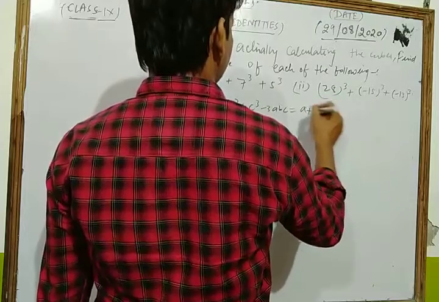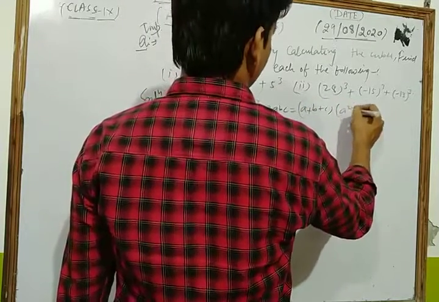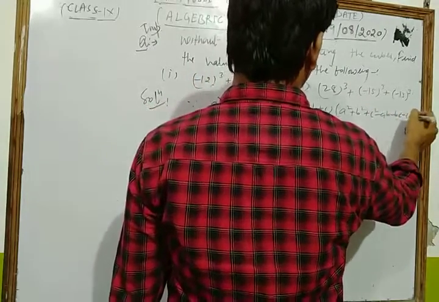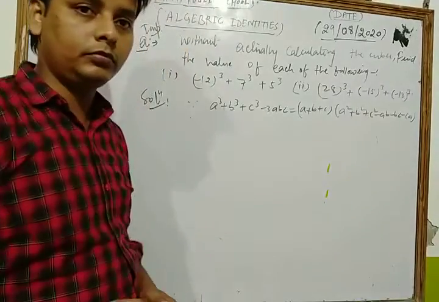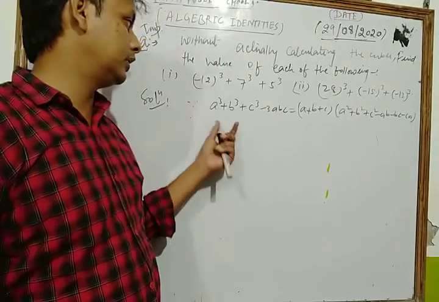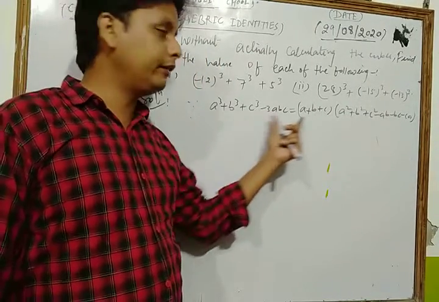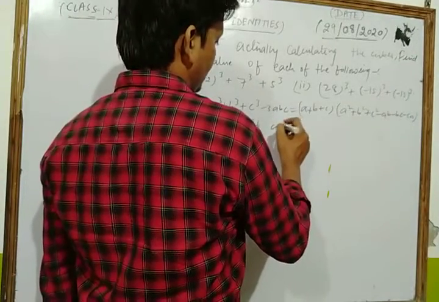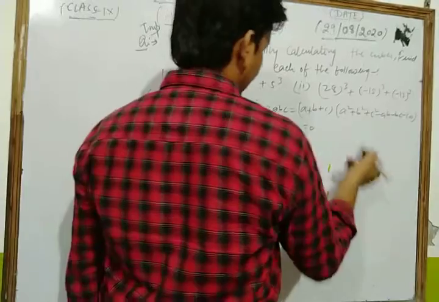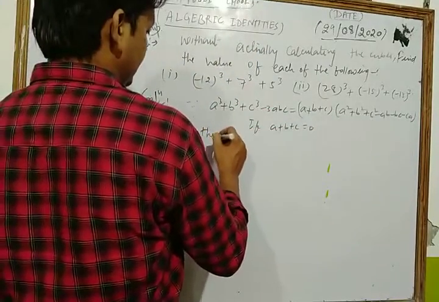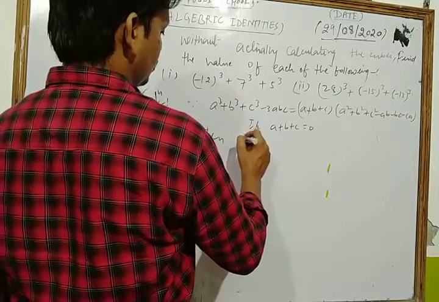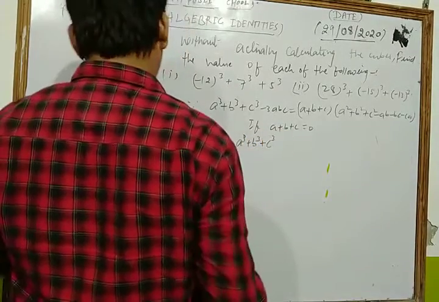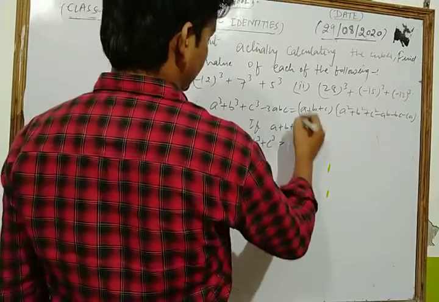a plus b plus c, and in another bracket a square plus b square plus c square minus ab minus bc minus ca. Dear student, we know that the identity is this. If a plus b plus c is equal to 0, then what do we get? Then this relation can be written as a cube plus b cube plus c cube minus 3abc.